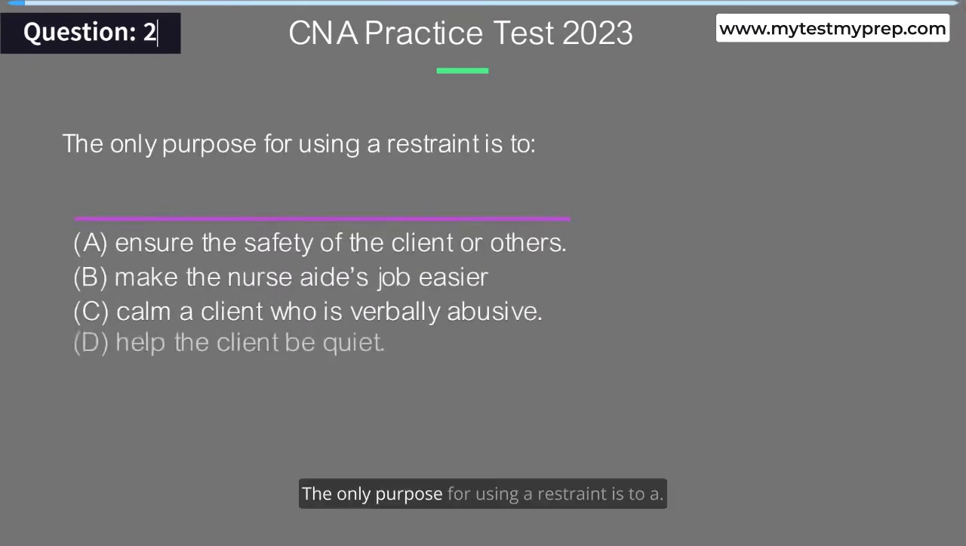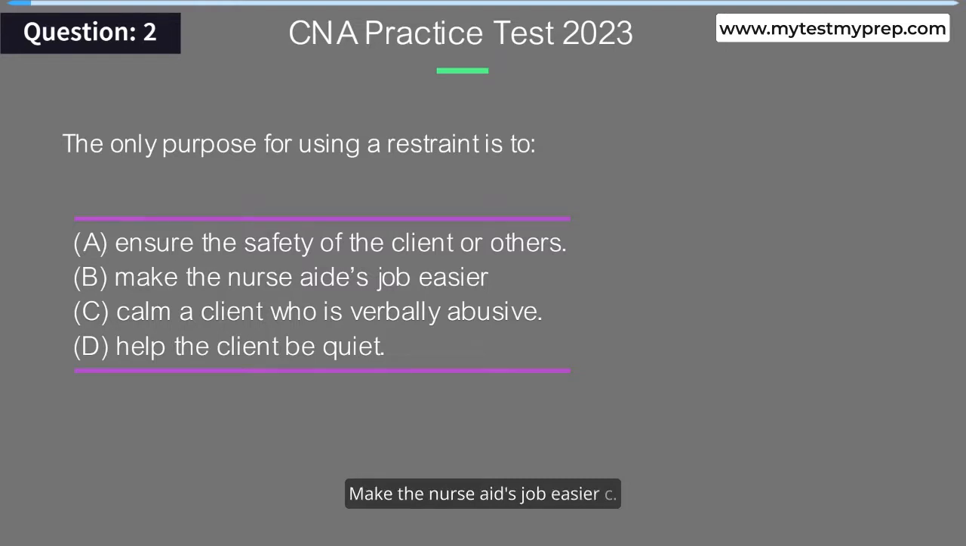The only purpose for using a restraint is to A. Ensure the safety of the client or others. B. Make the nurse aide's job easier. C. Calm a client who is verbally abusive. D. Help the client be quiet. Answer A. Ensure the safety of the client or others.